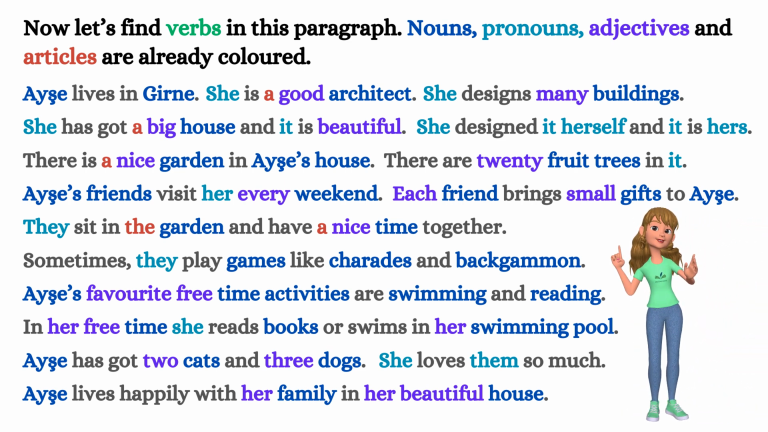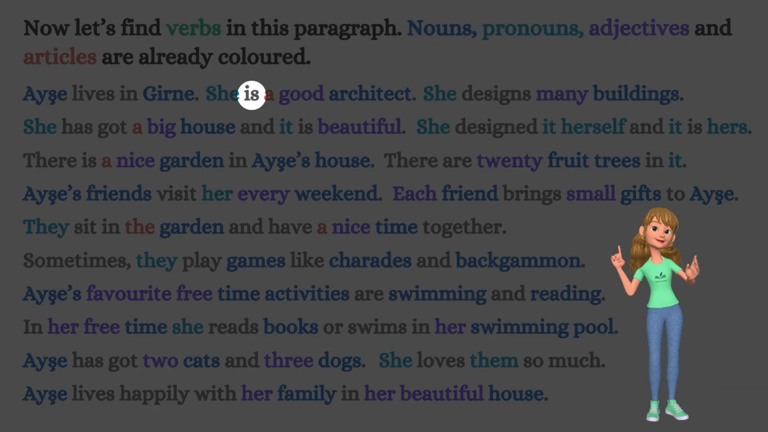Now let's find verbs in this paragraph. Nouns, pronouns, adjectives, and articles are already colored. Our first verb in this paragraph is is. It's an auxiliary, linking, stative, and irregular verb.